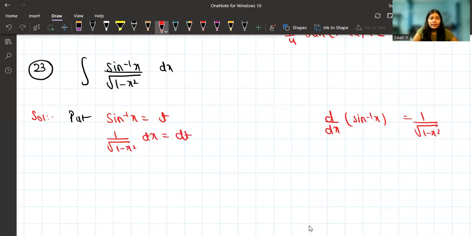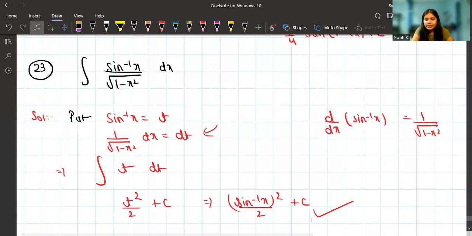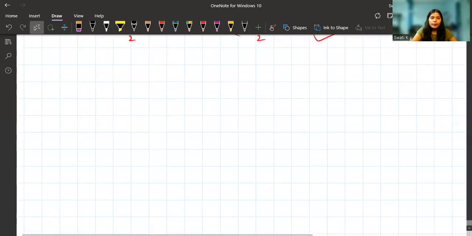Now this looks very simple. Integration of sine inverse x as t. And then this dx upon root over 1 minus x squared, we have got dt here. So it is integration of t dt. Now you know that the integration of t is t square upon 2, very simple, plus the constant of integration. Now t is your sine inverse x. So it is (sine inverse x) whole square upon 2 plus c. That's your answer.